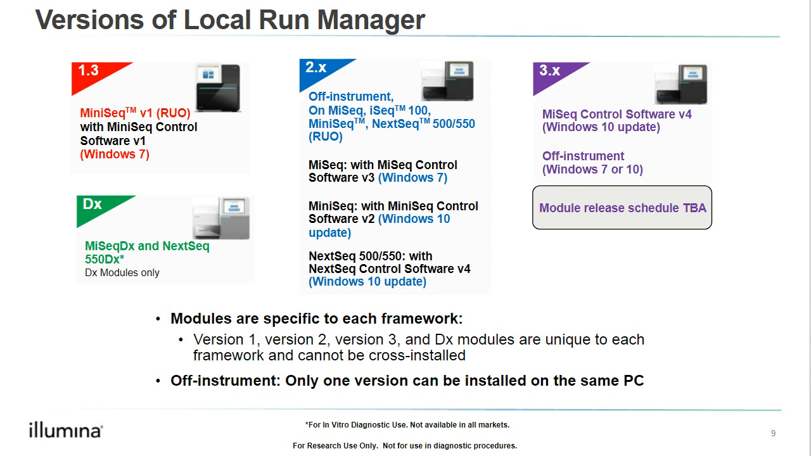Same for the NextSeq. Instruments that have been updated to Windows 10 and the latest control software also have Local Run Manager version 2. Version 3 is a new version that comes with this version of the MiSeq control software. There is also an off-instrument version planned that will be released soon, but as of today is not yet available. We also are releasing modules specific to version 3 over a staggered release schedule. As of today, we have 3 modules available: Generate FastQ, Library QC, and Resequencing, and we will be releasing more over time. We'll have a support bulletin out soon on our support bulletin site that gives a timeline for when each module is going to be released.